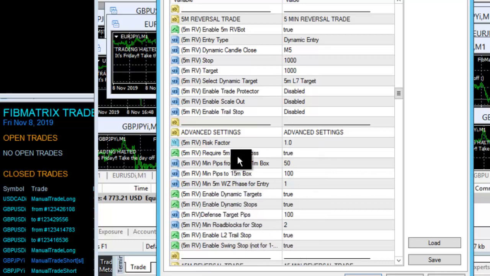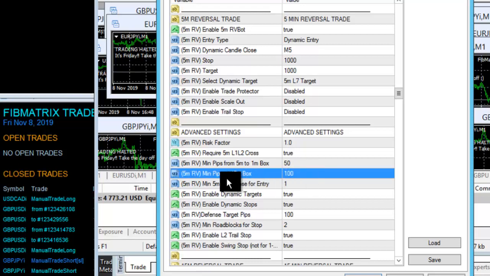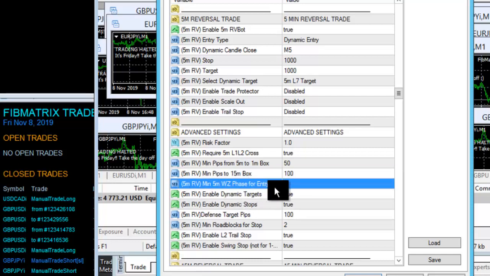Risk factor 1.0, require the L1 L2 cross. Still true. So that was true just like before. And then the 5-minute, 1-minute box, there needs to be a gap between those of 5 pips. There needs to be from the entry 15 pips up to the 10 pips up to the 15-minute box from the entry, from the 5-minute box basically. And then you also want a minimum white zone phase of entry 1.